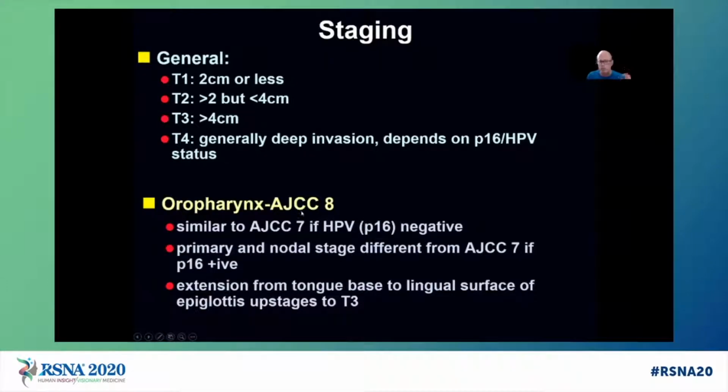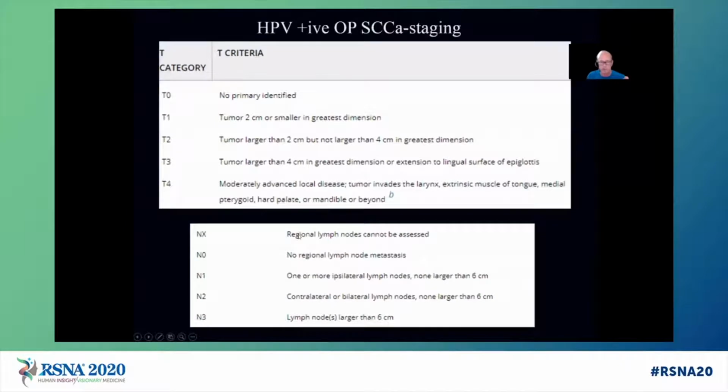Now, we have used AJCC8 for several years. It's similar to AJCC7 if the P16 or HPV status is negative, but if the P16 status is positive, then the primary and nodal staging is different. Bear in mind that regardless of P16 status, extension from the tongue base onto the lingual surface of the epiglottis is an upstage to T3 regardless of size.